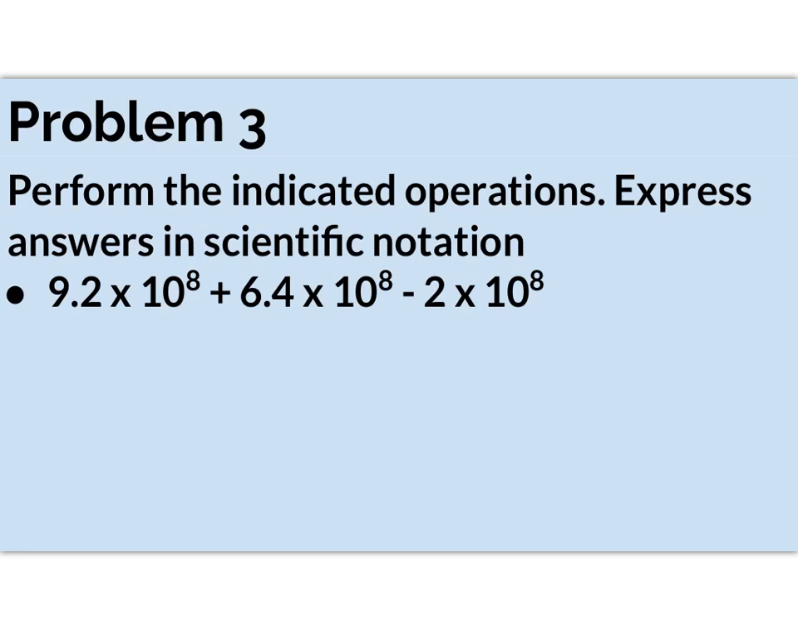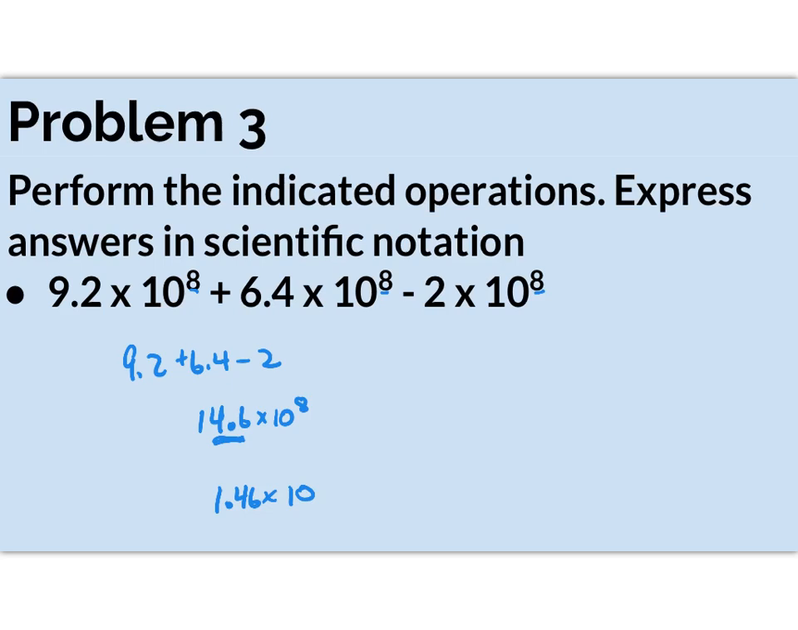Okay. So now every exponent is the same. So let's do 9.2 plus 6.4 minus 2. 9.2 plus 6.4 is 15.6, minus 2 is 14.6 times 10 to the 8th. Oh, but we have a problem. We can't have a number bigger than 9.9. So this has to be 1.46 times 10 to something.